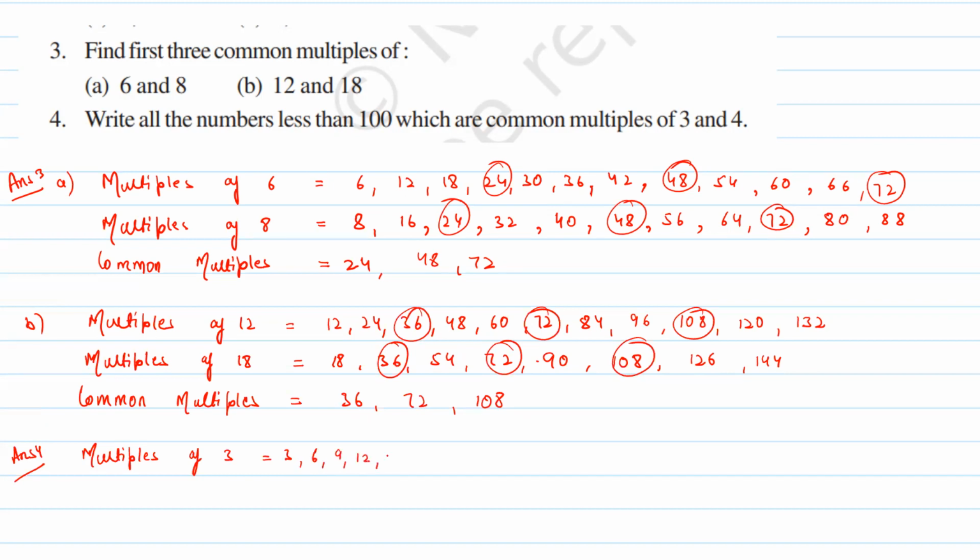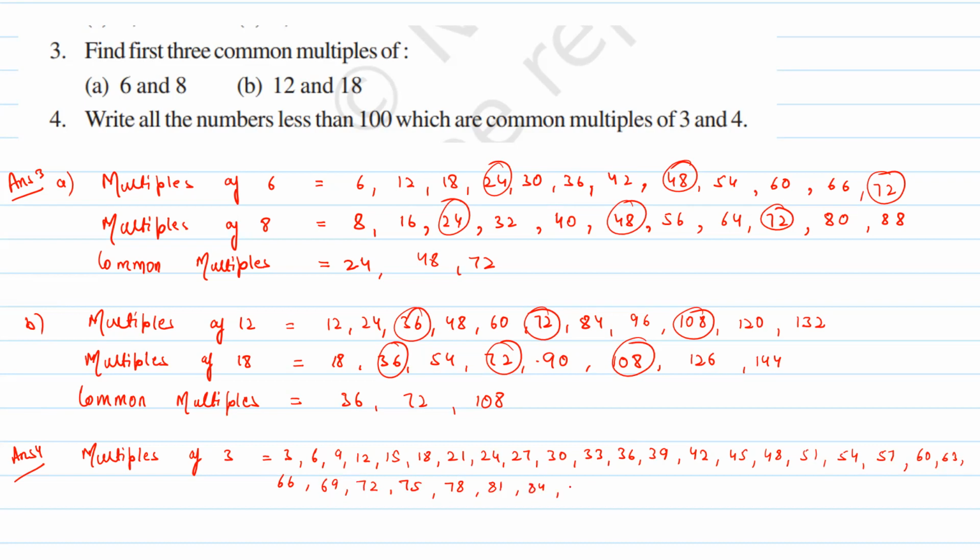3, 6, 9, 12, 15, 18, 21, 24, 27, 30, 33, 36, 39, 42, 45, 48, 51, 54, 57, 60, 63, 66, 69, 72, 75, 78, 81, 84, not 88, sorry.